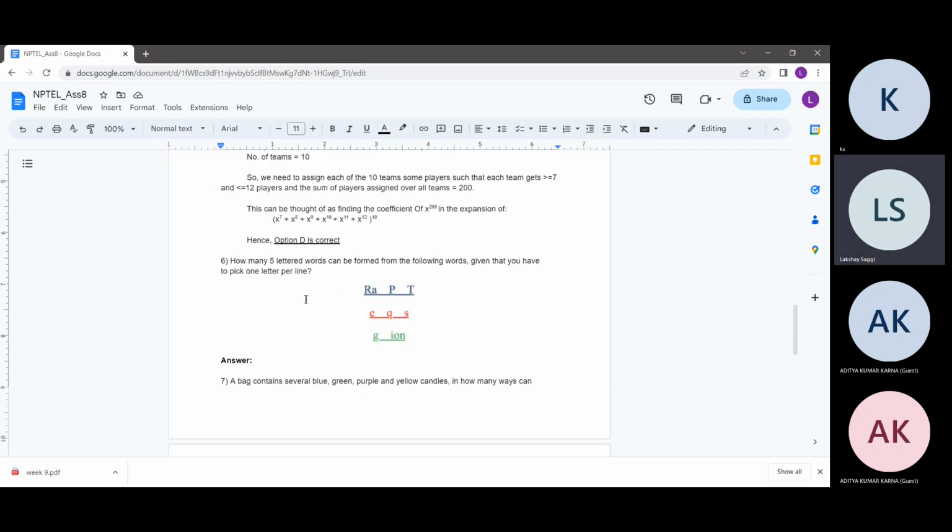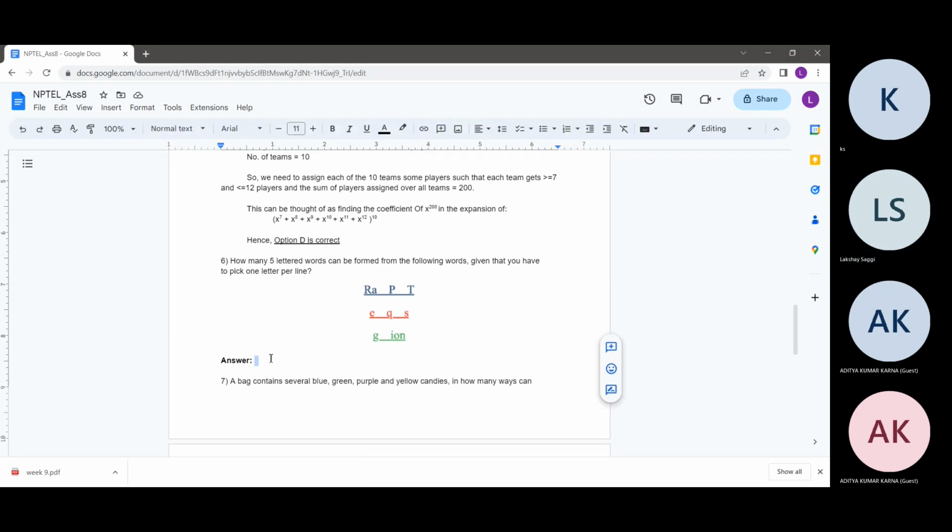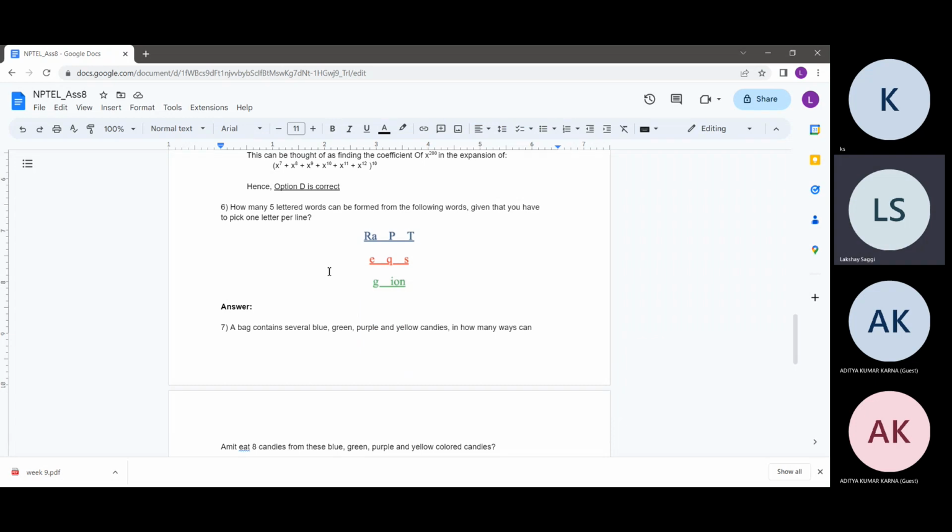So yeah, I'll just move on to the next question for now, since no one has any doubts in the chat. So let's come to the sixth question then. The sixth question is saying, how many 5-letter words can be formed from the following words, given that you have to pick one letter per line.